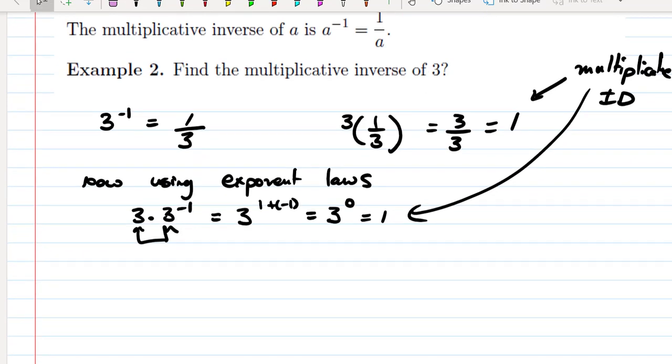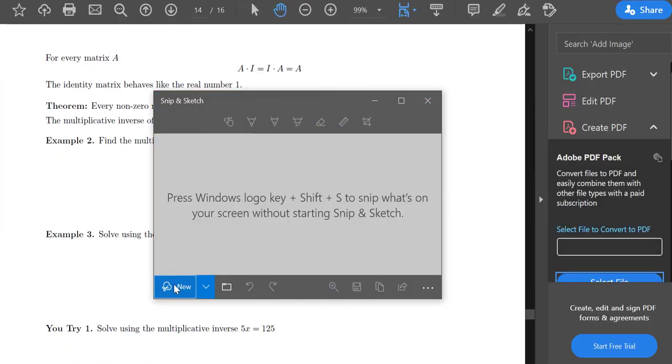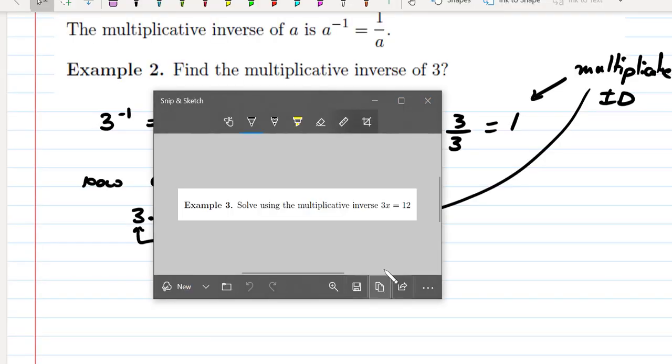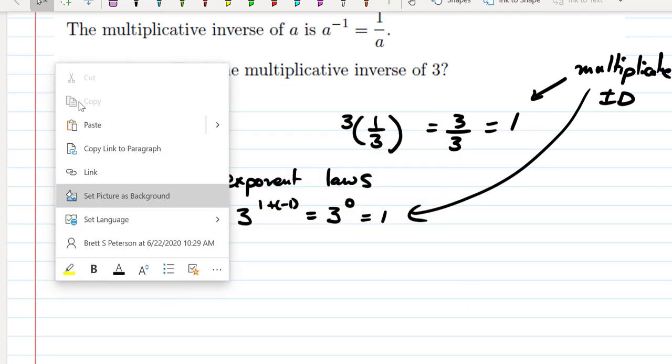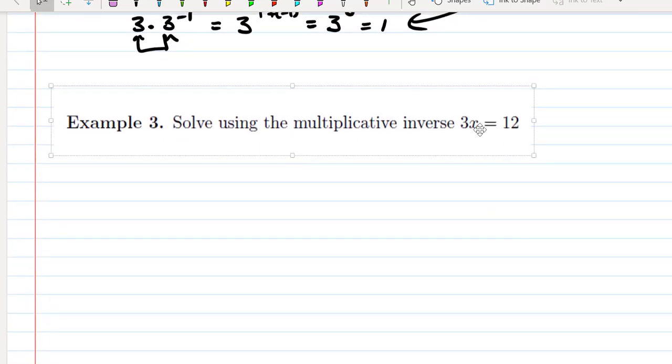Interesting. So let's take a look at example number 3. We want to solve this equation using the multiplicative inverse. We just talked about finding the multiplicative inverse of 3 was 1/3. So we have the equation 3x equals 12. Normally, if we were going to solve this equation, we would say we have 3 times x, so we would divide both sides by 3.